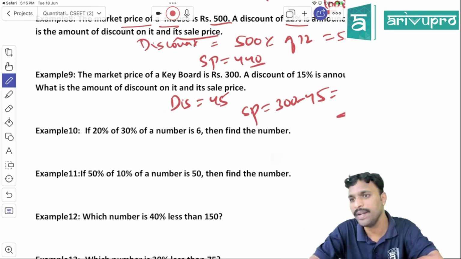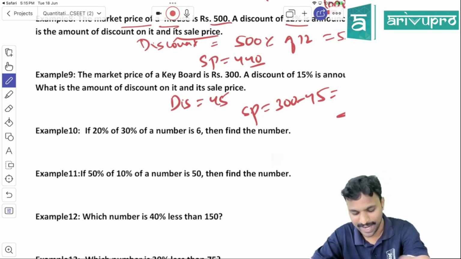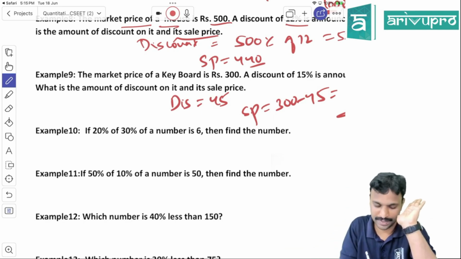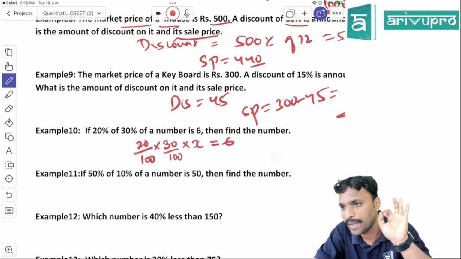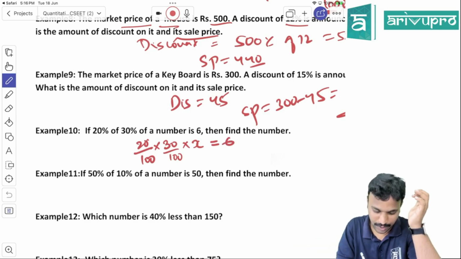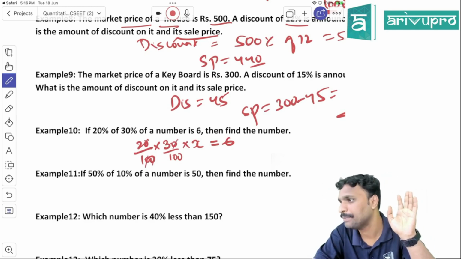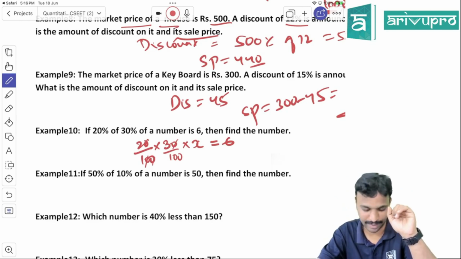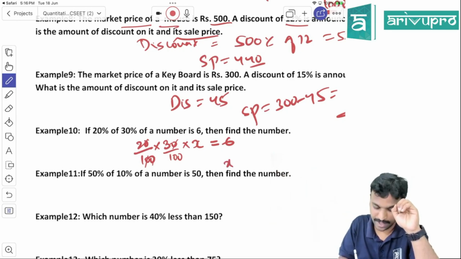It's slightly different one. We'll see how it is. 20% of 30% of a number is 6. I'll write and explain. 20 by 100, 30% means 30 by 100, of a number x, is equal to 6. Now the zeros cancel. One of the 100s gets eliminated. So 100 into 6, 600. 600 by what is remaining? 6. Answer is 100.